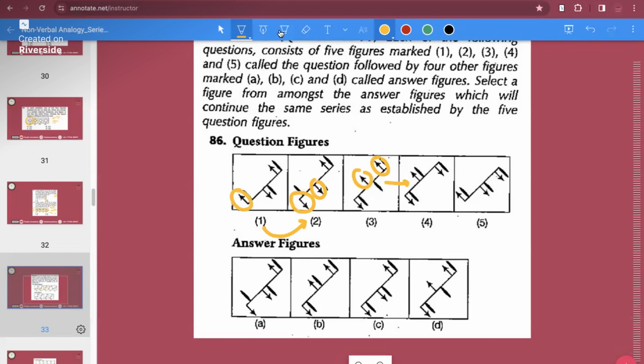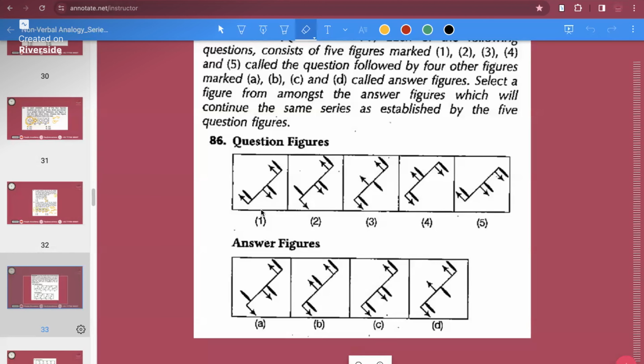No. Apart from the arrow, from here to here, this arrow changed, then this arrow changed, then one, then this arrow changed, two, then this arrow changed, three. And then what will happen? This arrow. From here to here, this arrow changed, so this will change. Well, that looks a little bit confusing. Do it carefully. In that case, this has changed.